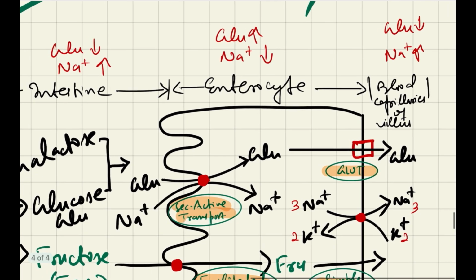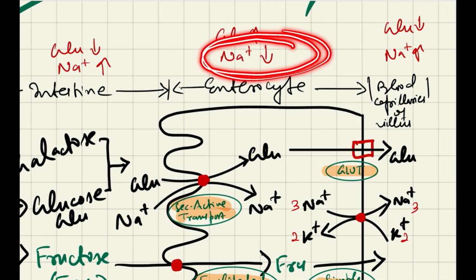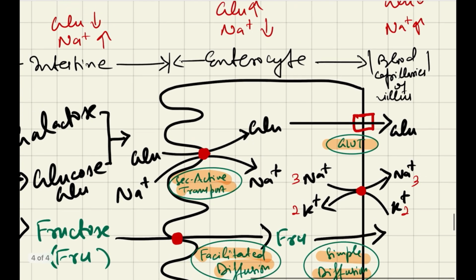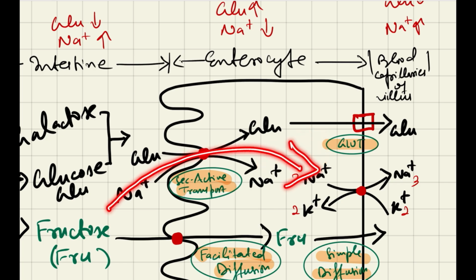We can find that in the enterocyte we have a low concentration of sodium. But why is it low? Because here these sodium ions are getting pumped out of the cell and potassium ions are getting in, and that is the proper active transport. So the energy being used here is used to pump these ions out and keep this concentration gradient low. That's why sodium comes inside the enterocyte.